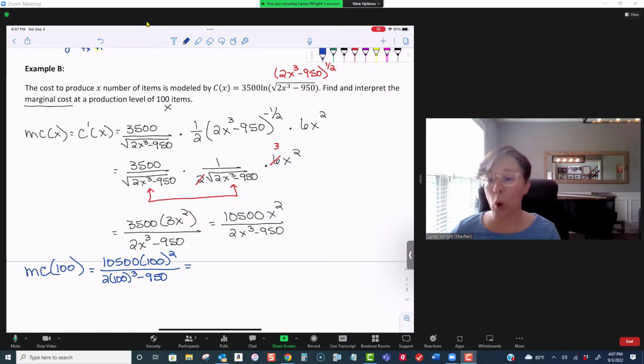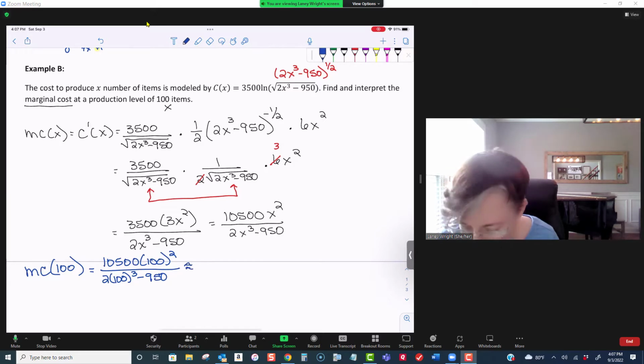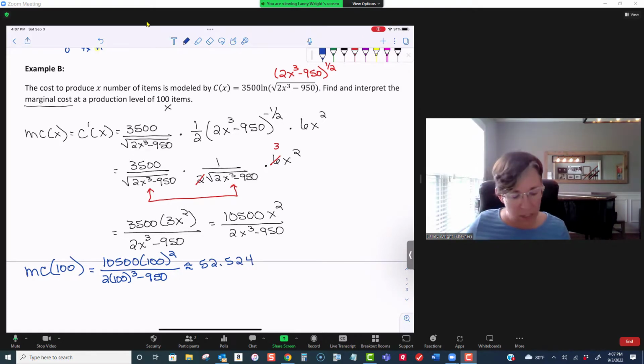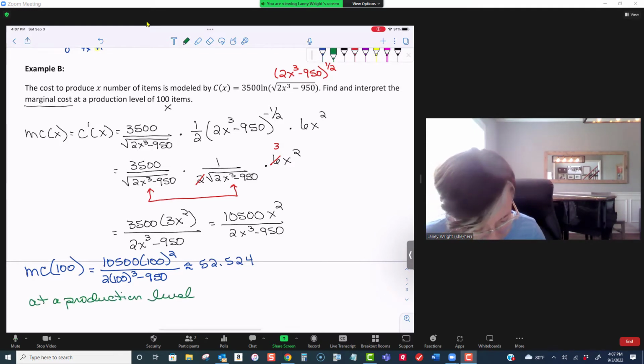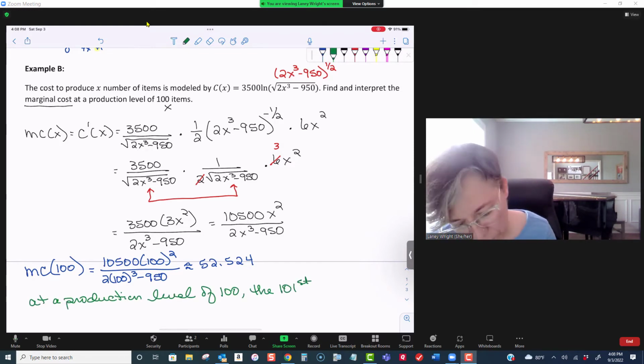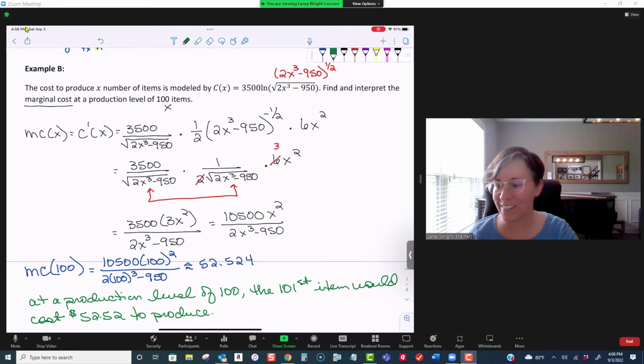So assuming I put all of that in my calculator correctly, we get approximately 52.524. And it doesn't say that the cost is in thousands of dollars or anything, so that would just be the marginal cost. So we can interpret this as, at a production level of 100, the 101st item would cost $52.52 to produce. All right, that's it for that one.